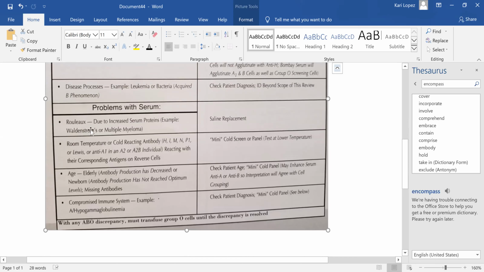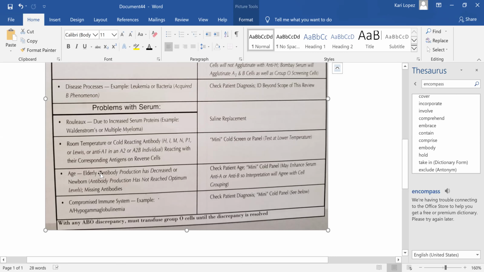Problems with the serum, you can have rouleau due to increased serum proteins, like Waldenstrom's or multiple myeloma, and then you just do a saline replacement technique. Room temperature or cold reacting antibody, so like HIMN or P1 or Lewis, and anti-A1 in A2 or A2B individuals, so that reacts with their corresponding antigens on the reverse cells. You can do a mini cold screener panel.